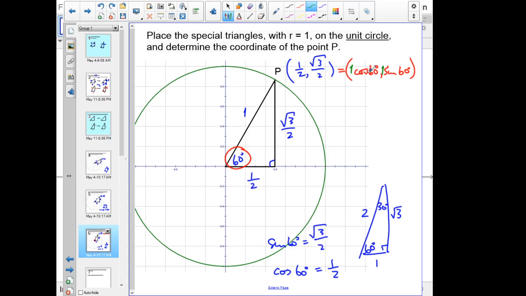So in general, on the unit circle, the x-coordinate can always be expressed as the cosine of whatever your principal angle is, and the y-coordinate of a point on the circle can be represented as the sine of your principal angle.